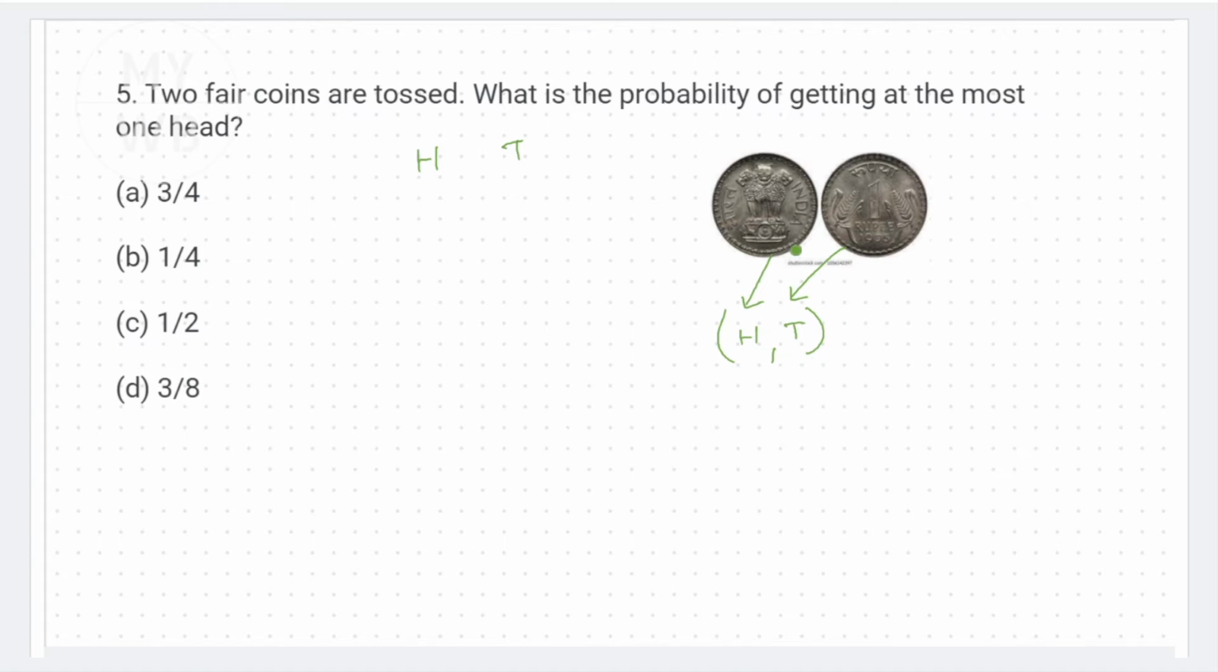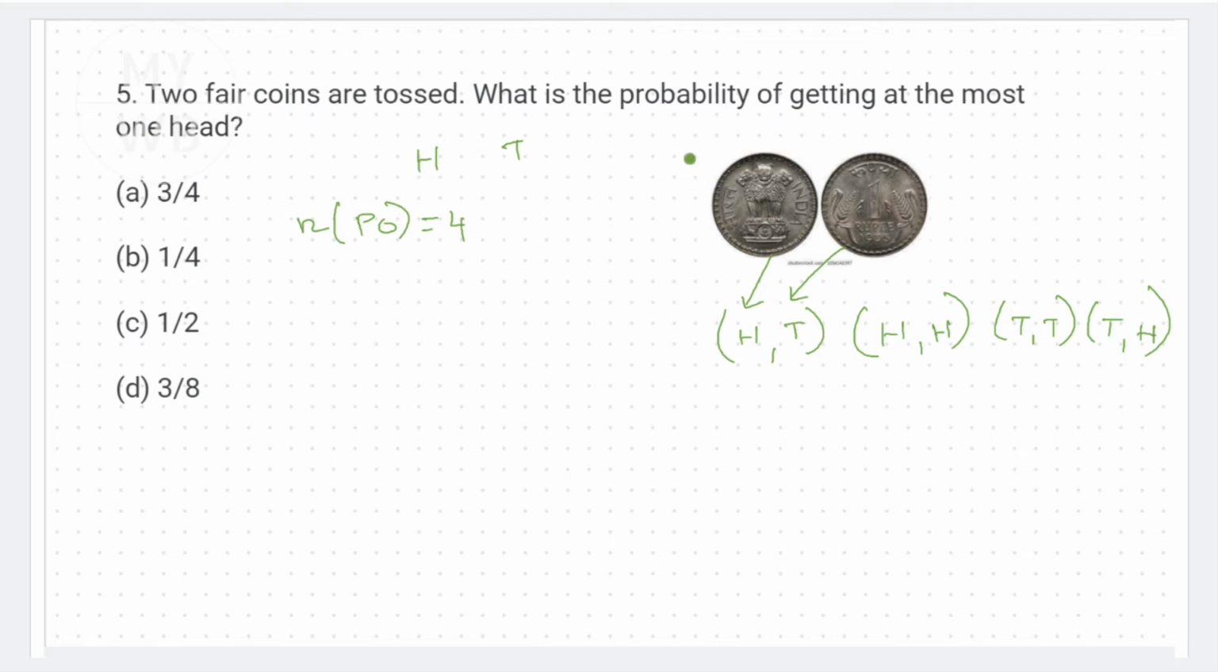So you have in this image a head and a tail. What are the other possible outcomes? You can have head and a head. You can also have a tail and a tail. Or you can have tail in the first coin and head in the second coin. So how many possible outcomes are here? It's 4. So number of possible outcomes is 4.